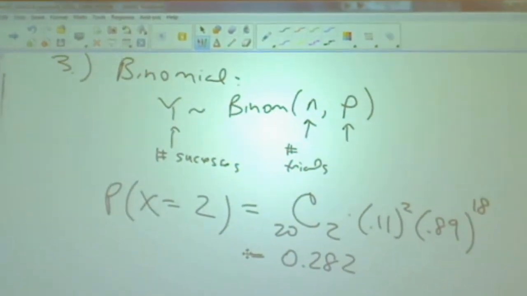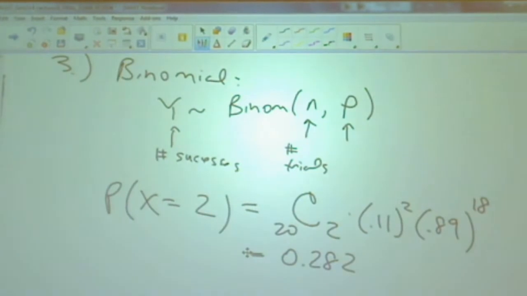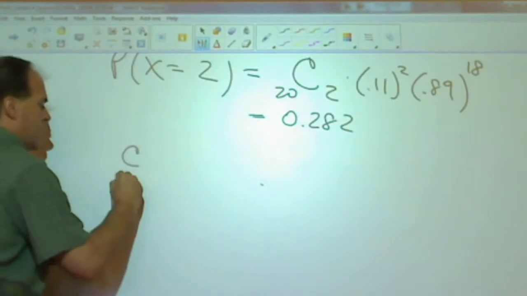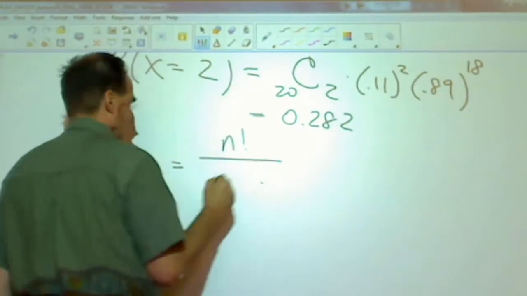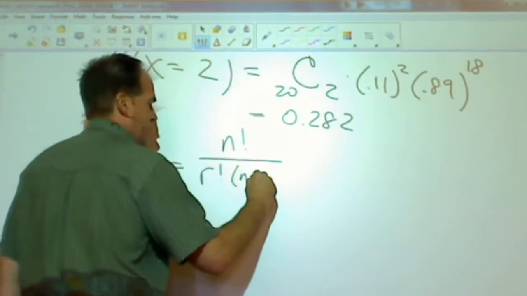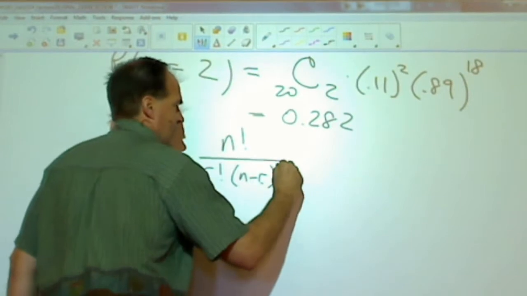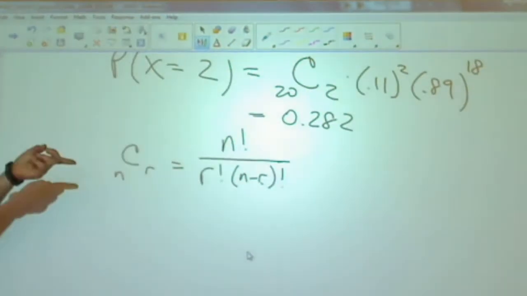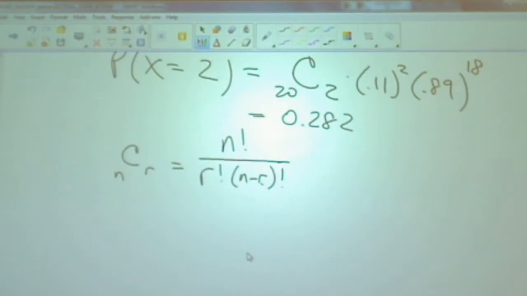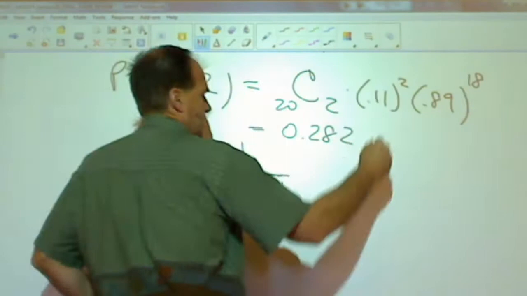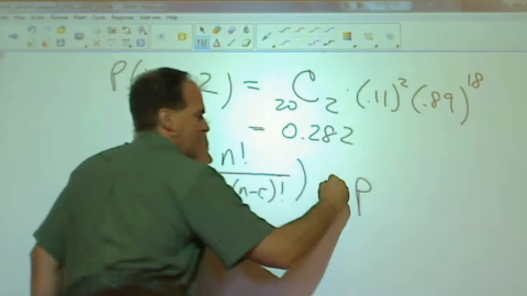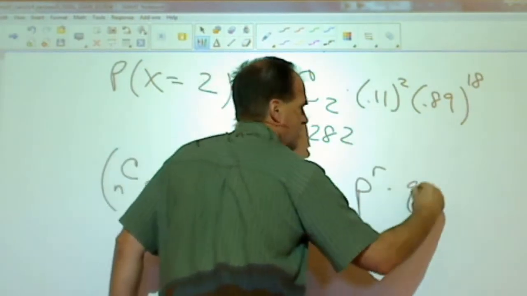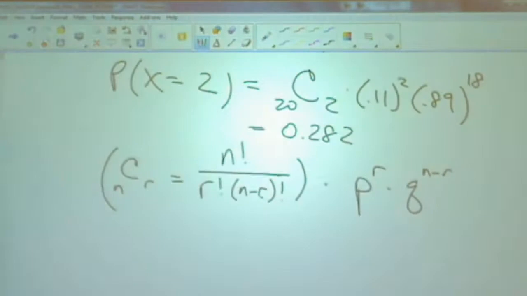Could you write the nCr equation? Yep. And C and R, at least that's the notation. So this is n factorial over r factorial times n minus r factorial. Is that the one you meant? Kind of, and the p and the q. Oh, when it's to the power of. So this is times. Let me write it this way. I'll write it like that. Times p to the r times q to the n minus r.